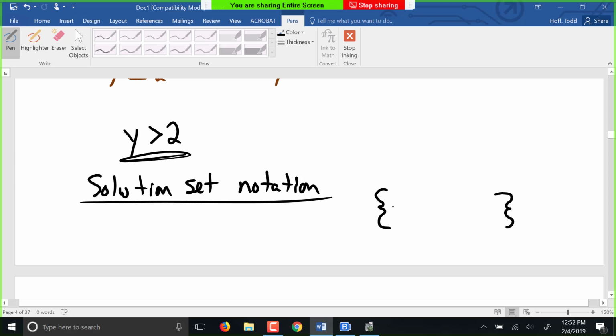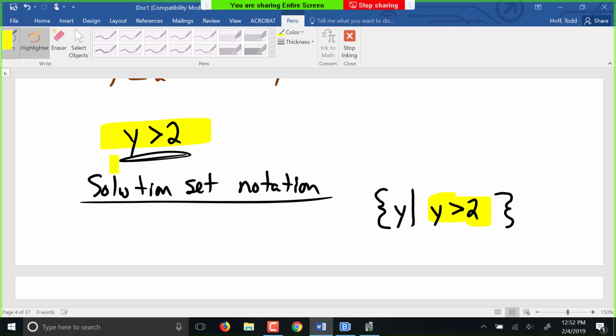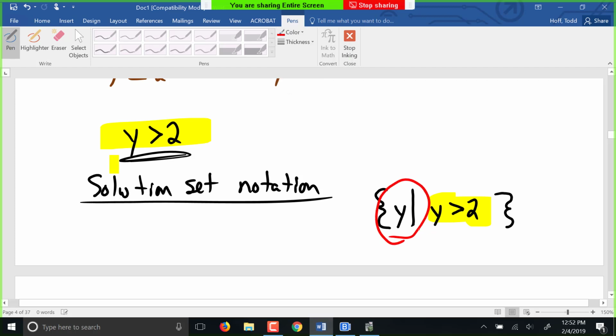And since our variable is y, we say all values of y such that y is greater than 2. Well, again, that's kind of a cop-out because all we did was repeat the inequality, y is greater than 2. This notation here is saying all values of y such that it meets this condition that comes after that vertical line there. But where it's really more useful is if we have a more complex inequality.